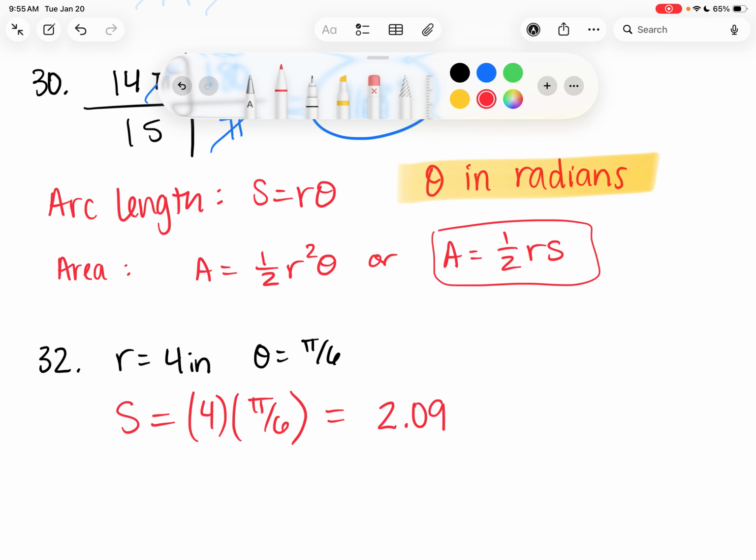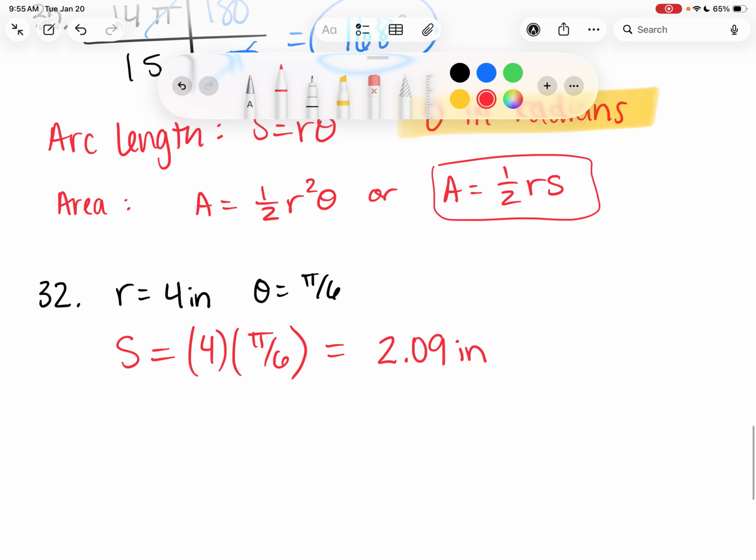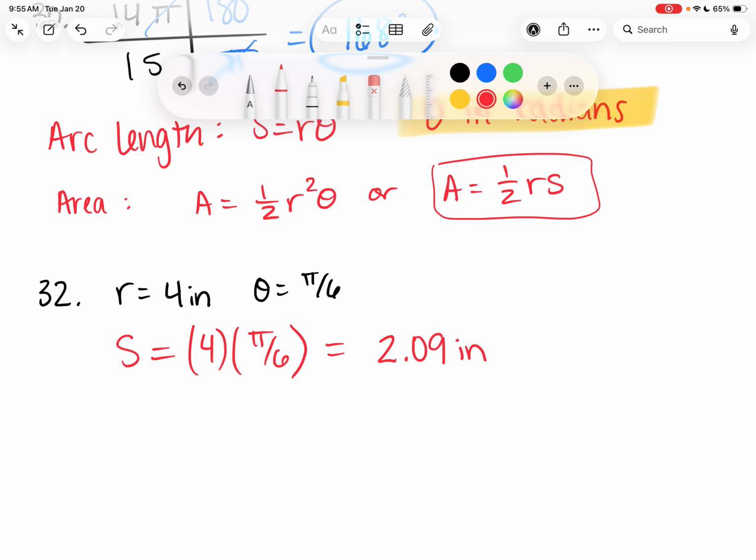No one believes you. So 2.09, we're going to round to 2 decimal places, and then inches. So that's the arc length, okay? Now, in case you don't understand what arc length is, think about the crust of your pizza, okay? This is what you're finding, essentially, the distance of the crust of your pizza. So, I had pizza on Sunday. Now the area then is 1/2 R times S. So R is 4, and then we multiply it by the S of 2.09.